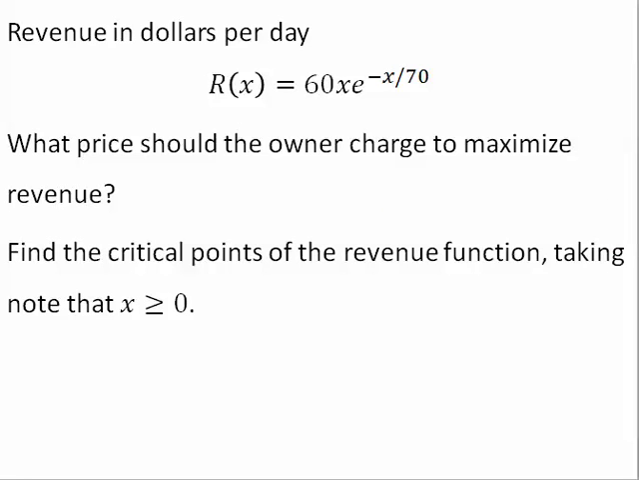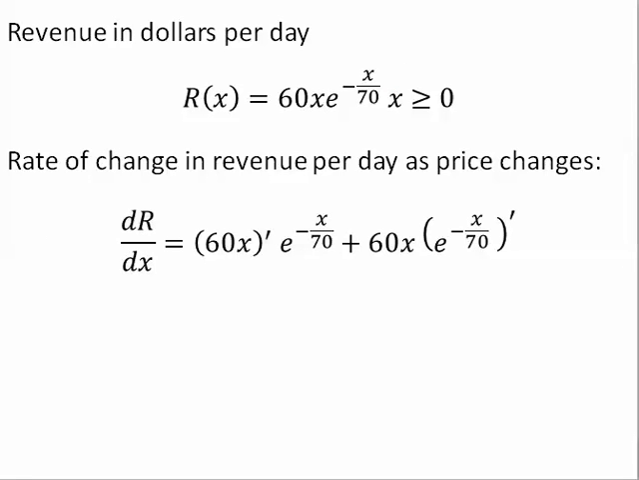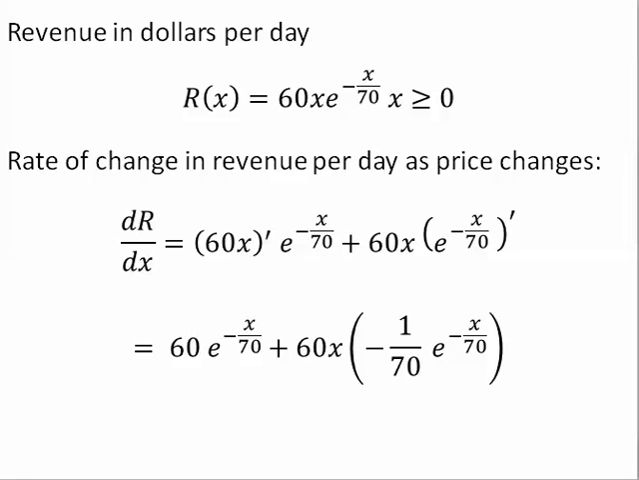We're going to find the critical points of the revenue function and take note of the fact that price, x, is greater than or equal to 0. So take the derivative, and to do that we're going to use the product rule: the derivative of the first times the second plus the first times the derivative of the second. Take those derivatives and then clean it up.